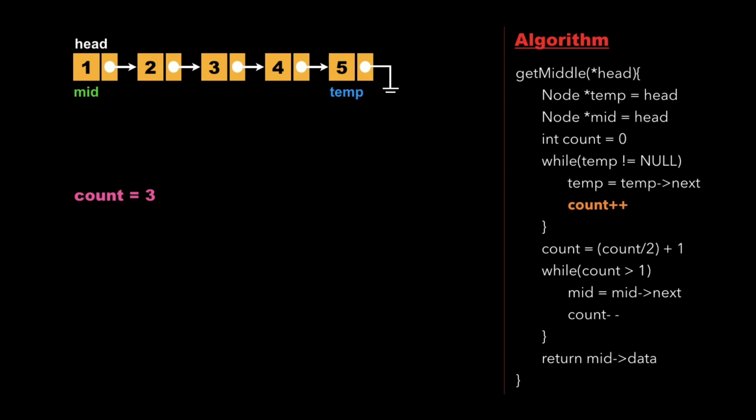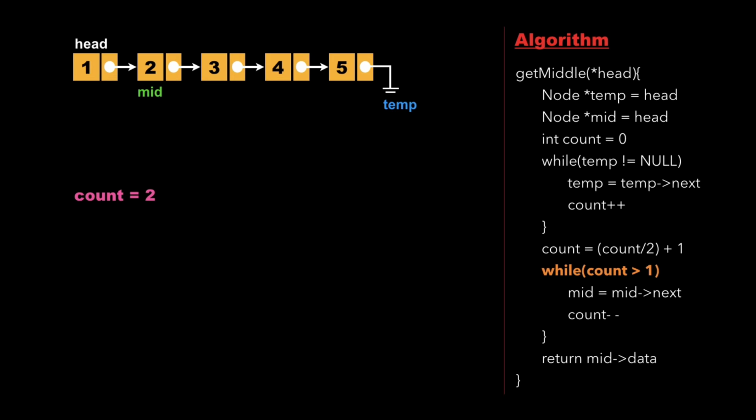This process continues until we reach a condition where the value of temp is equal to null. So now we have temp equal to null, therefore we exit the while loop and update the value of count as count by 2 plus 1. So the updated value of count is 3. Then we have another while loop where we check whether count is greater than 1. Since count is greater than 1, we update mid as mid of next. So now mid points to the second node, and we decrement the value of count. So the updated value of count is 2 now.